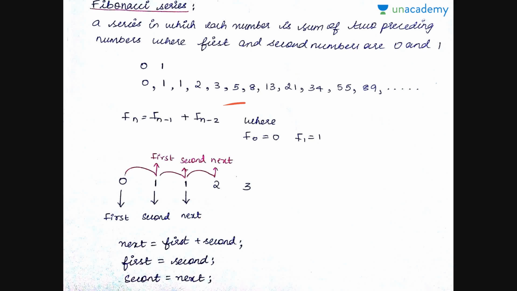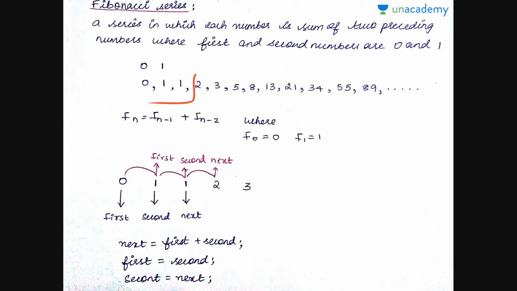So on it goes. So you can have a formula saying F(n) equals F(n-1) plus F(n-2) for any value of n, where F(0) is 0 and F(1) is 1. Let us see an example of how it works. For example, F(2), the second Fibonacci number which you have to calculate, is F(0) plus F(1), which is 1. That's how we calculated 0, 1, 1.